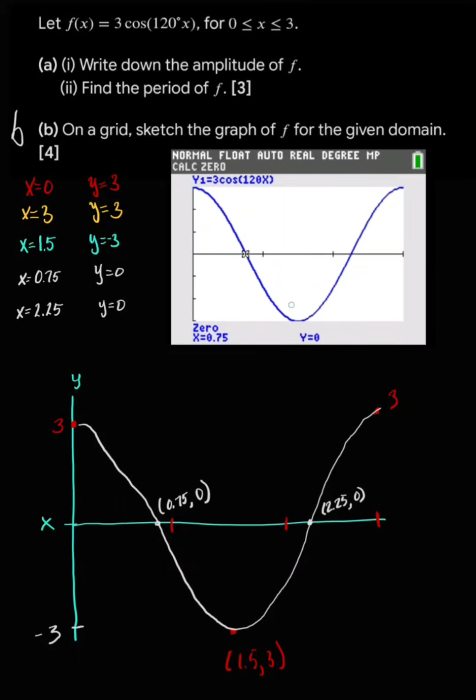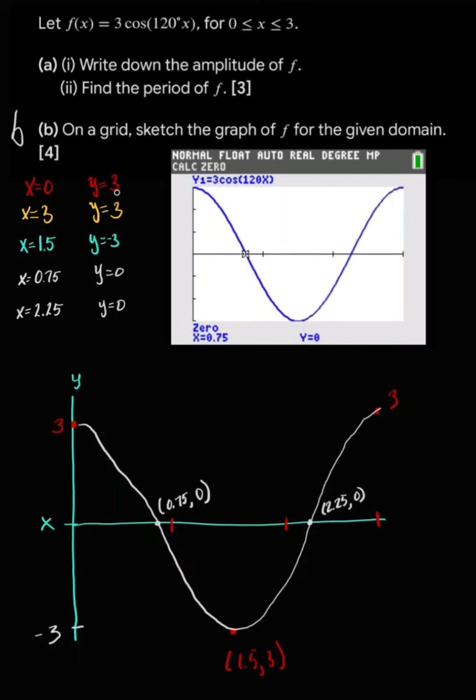And finally, I wanted to find the number between the maximum and the minimum. That's exactly where the graph intersects the x-axis, and this makes y equal to 0. So I found out that this zero is at 0.75. I used the calculator to find the zeros, and the other zero happens at 2.25, which is this point right here. Now to sketch it, this is what the calculator gave me.